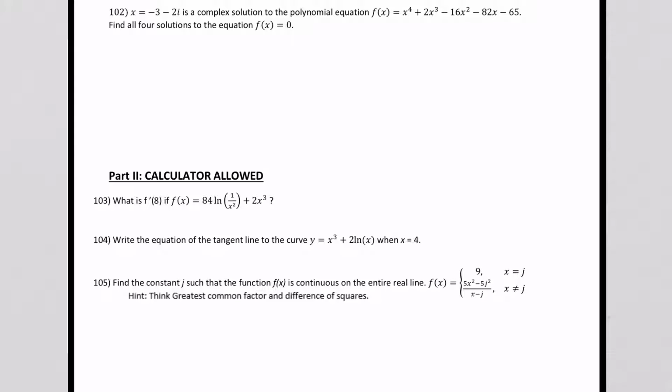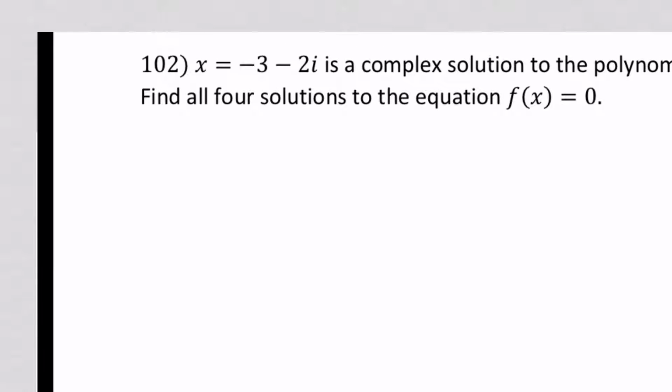Okay, problem 102. We are told there's a solution at x equals negative 3 minus 2i, which means there is another solution at x equals negative 3 plus 2i, because complex solutions always occur in conjugate pairs. So we need to write those solutions as factors. So let's write them as x minus the solution.